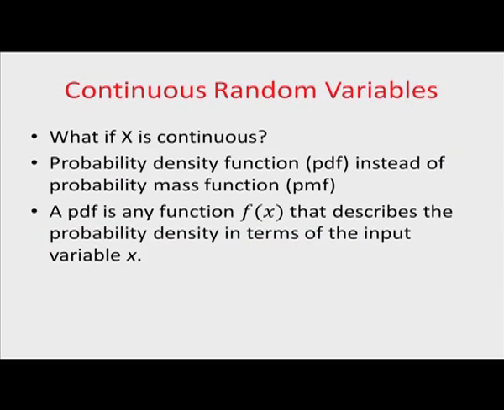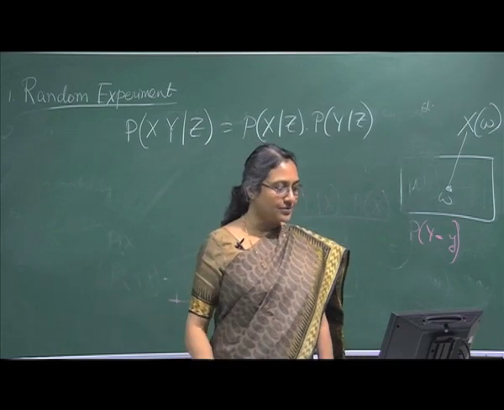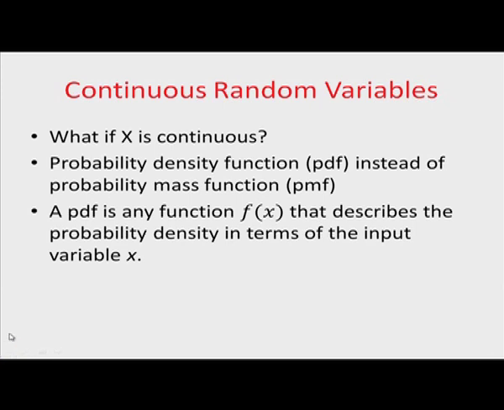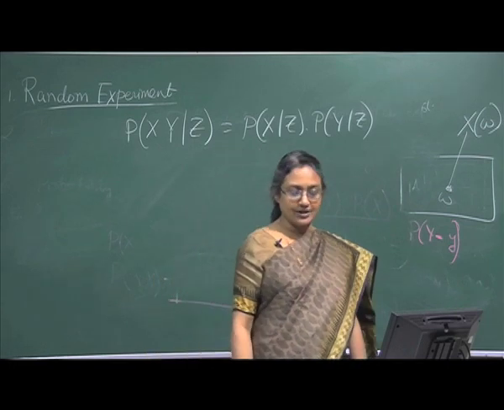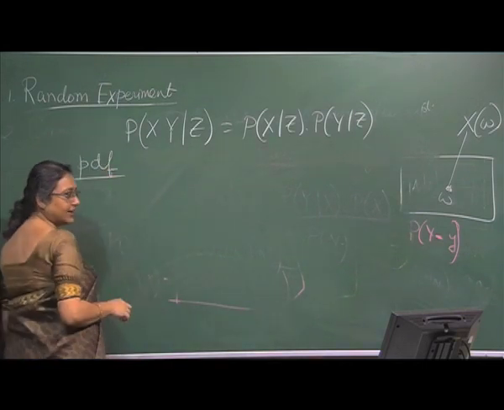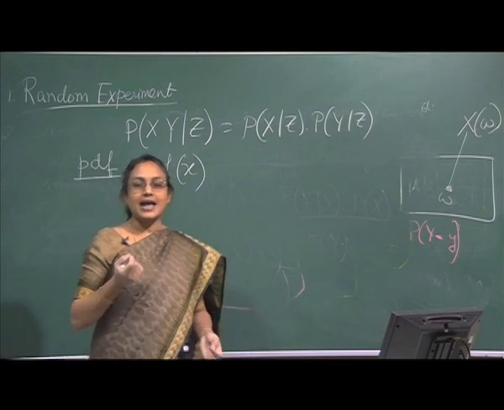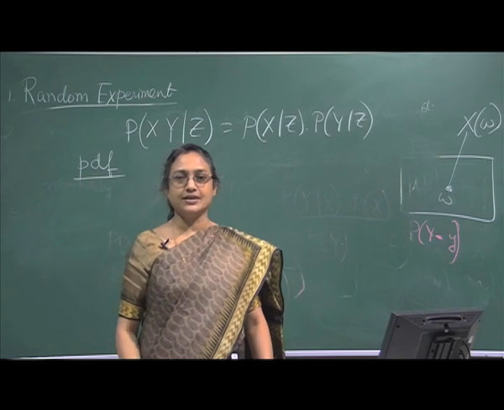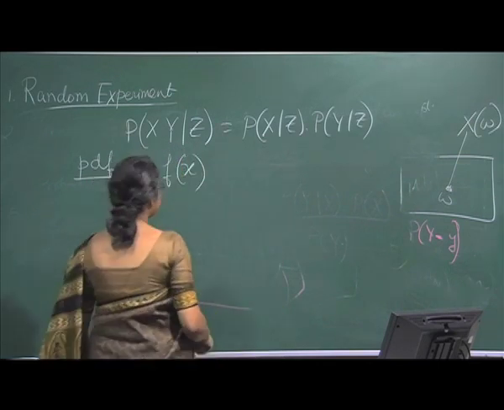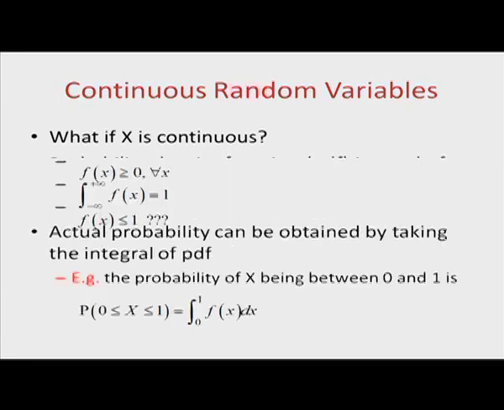Next, we will briefly talk about what is a continuous random variable. A discrete random variable takes one of a countable set of values. A continuous variable takes continuous values. If x is continuous, we use probability density function instead of probability mass function. The probability density function, which is called PDF, of a continuous random variable is given by f(x), where small x is any point in the range of random variable capital X, and small f(x) describes the probability density in terms of the input variable x.